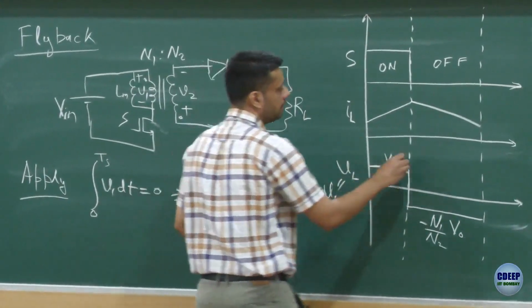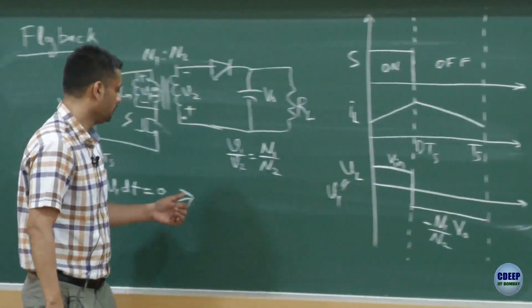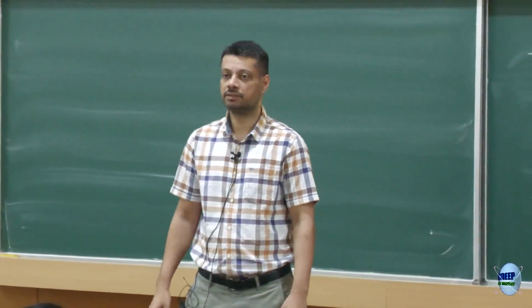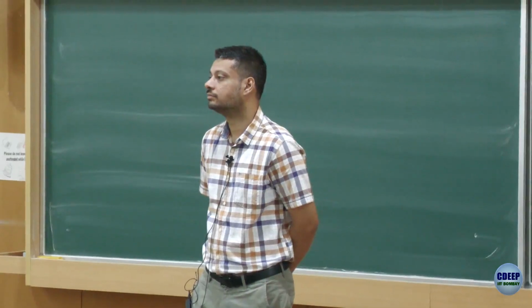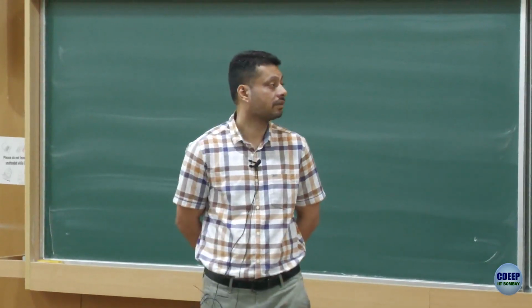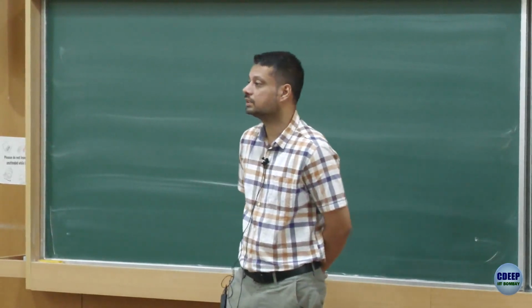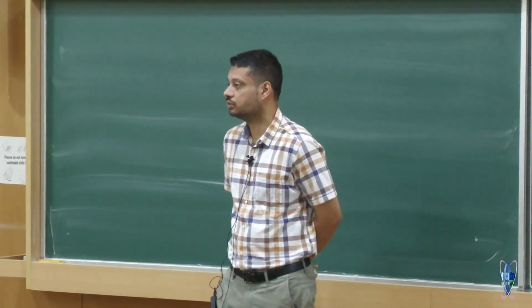So why don't you go ahead and apply volt second balance. Evaluate this integral and see what you get. Find the expression for output voltage and input voltage starting from the integral of V1 dt equal to 0.